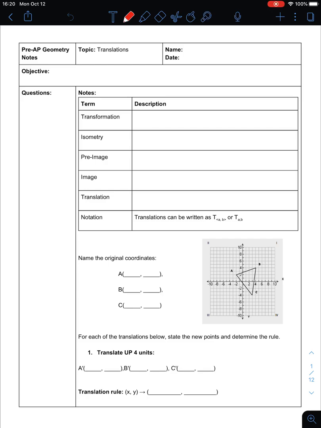This next unit is over transformations. A transformation is any motion that you do to an object through translation, rotation, reflection, or dilation. It's changing an object by moving it, rotating it, flipping it over, or by scaling it up or down.